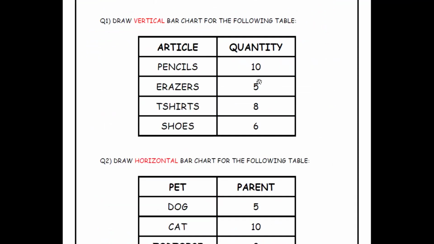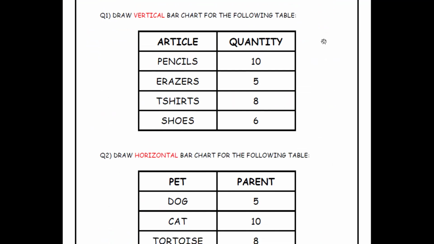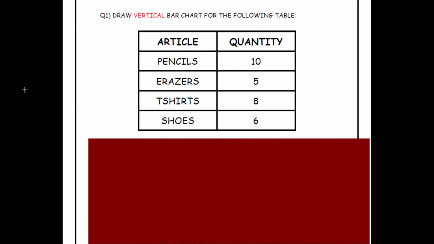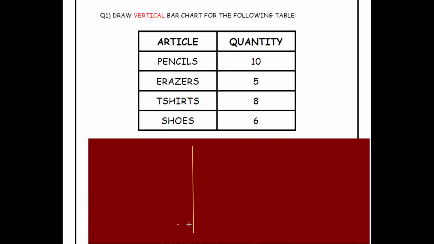First of all, draw the y-axis and the x-axis. Okay, and then use a scale to do that, and then write down y and x. Yeah, and write down quantity out here and what is it? Articles. Sorry. Okay. And then number them.